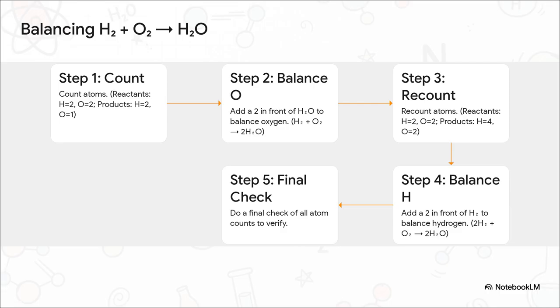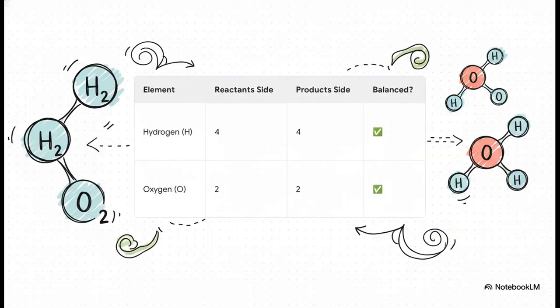Now, let's do our final check. And would you look at that? 4 hydrogens on the left, 4 on the right. Check. 2 oxygens on the left, 2 on the right. Check. Every single atom is accounted for. The law of conservation of mass is happy. And that equation is perfectly balanced.